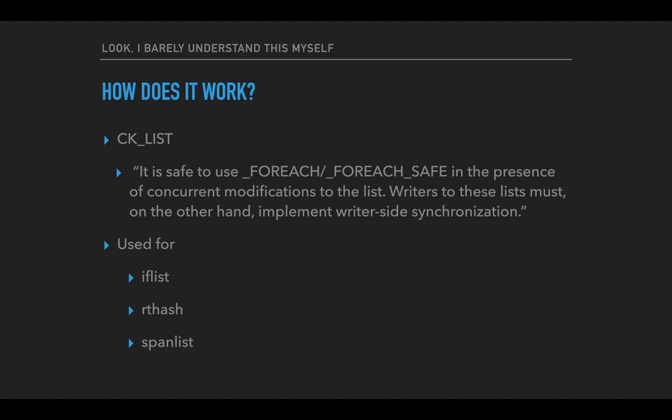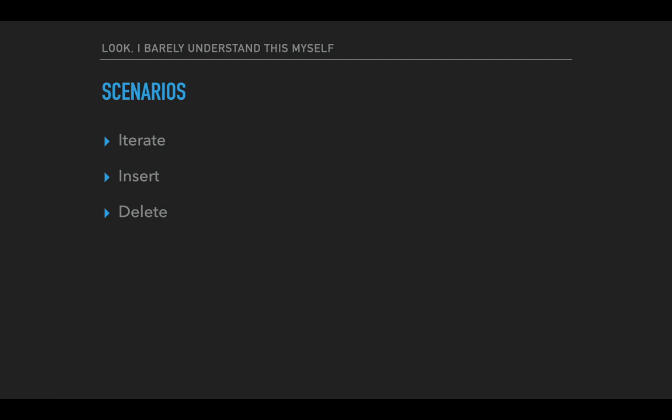Span list is the list of mirror ports. So if we have entries in that list, all traffic that passes over the bridge will clone out of that interface. It's mostly a debugging feature. I list this for completeness. For those three lists, there are essentially three scenarios. Iterate, read the list, insert, add new entries to the list, or delete, remove entries from the list.